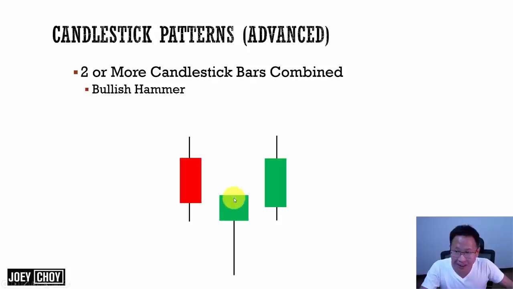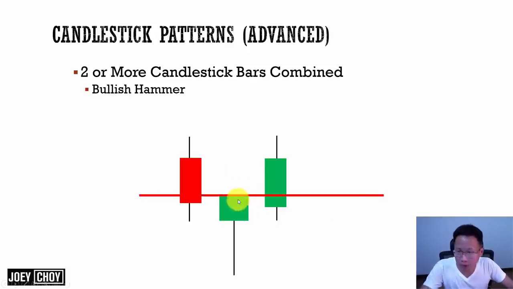And it closes right here at a day high. So that would be a bullish bar, whereby we have a long lower shadow and of course it closes right at the day high. That is a hammer, okay? So of course, we can also draw what we call a resistance line right here. That's the day high.